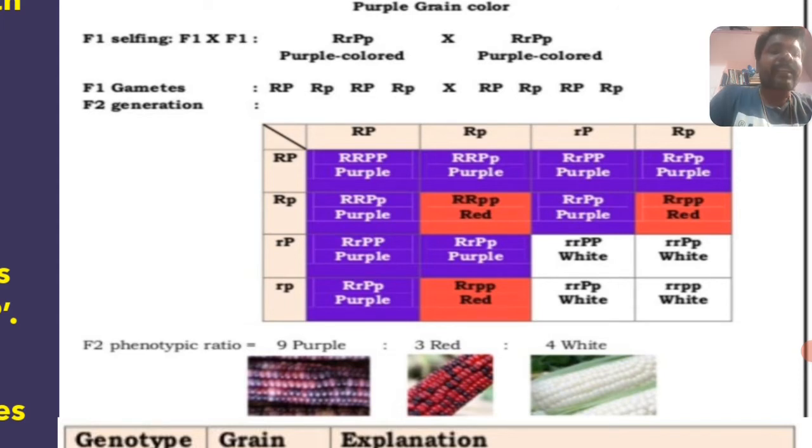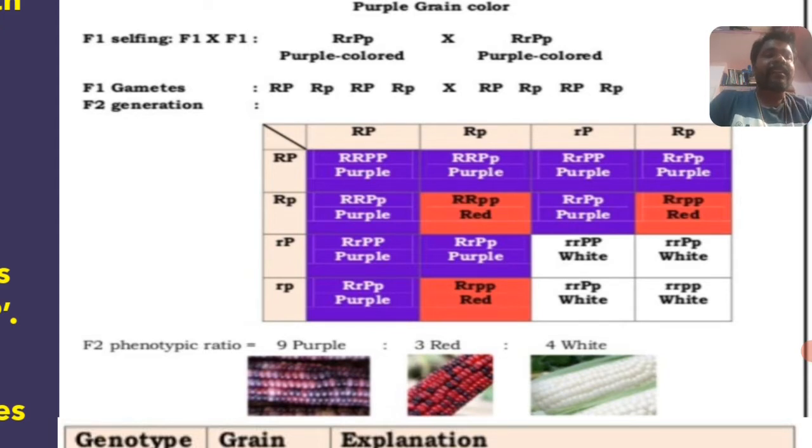If this capital R is present along with the capital P, it is again purple color. But there is no capital P here. The capital P is a dominant character which is not present here, so there is no supplement here. Hence it shows another phenotype. That is, these three zygotic combinations are red color.